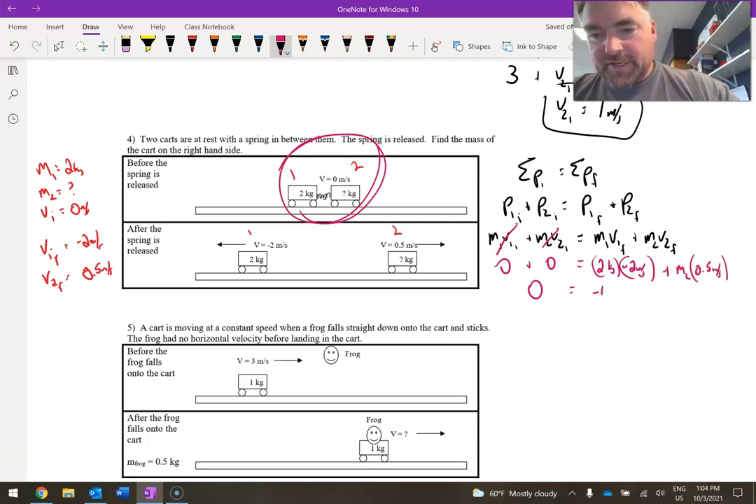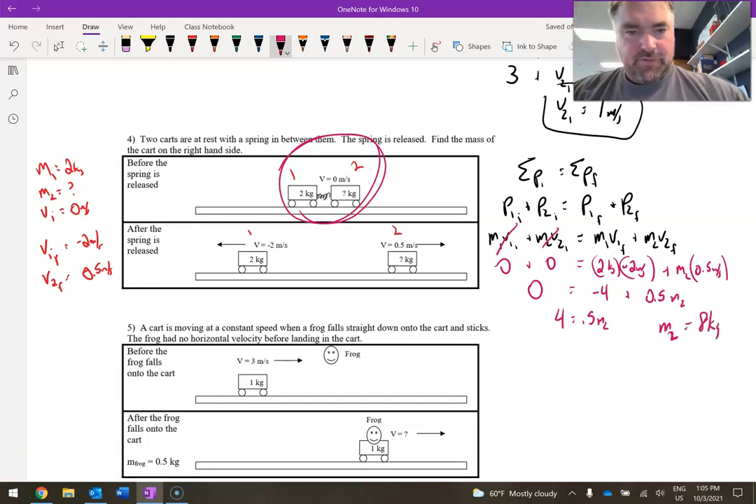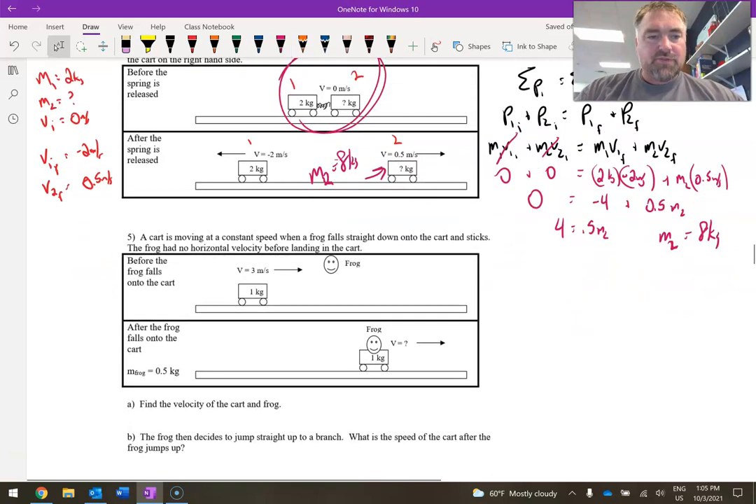So when I solve this, I get -4, and I'm going to drop units right here, plus 1/2 or 0.5 times M2. So when I add over the 4, I get 4 equals 0.5 M2. So when I divide through by the half, I find that M2 is going to equal 8 kilograms. So this mass is going to have to be 8 kilograms. M2 is equal to 8 kilograms. All right, and then the last one, number 4.